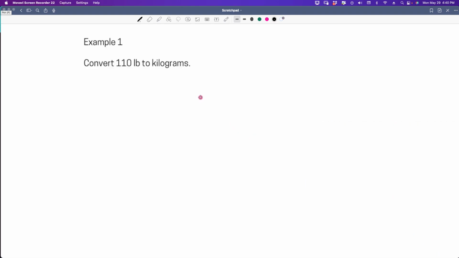In example 1, we are asked to convert 110 pounds to kilograms. In order to do that, I need to know what is my unit of reference between pounds and kilograms. And if I look, I find that 1 kilogram is equal to 2.2 pounds. This is an approximate value, it's rounded. So we're going to use this as our unit of conversion.